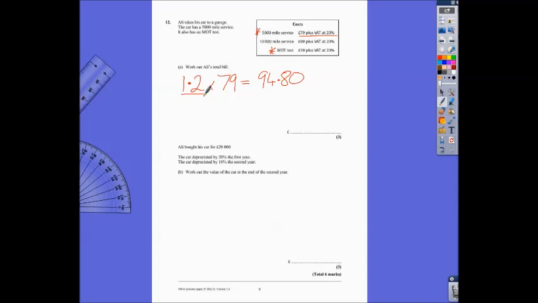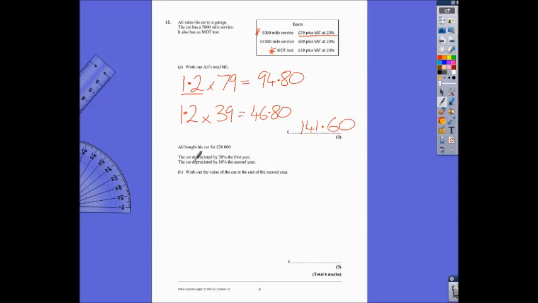It's a lot quicker. Again, to increase by 20%, we want to multiply by 1.2, and the cost of an MOT was £39. So 1.2 times £39 is £46.80. Doing it this way really cuts down on mistakes. Add those together, we get £141.60.